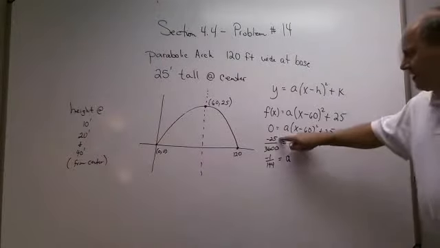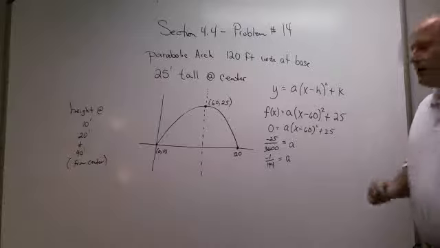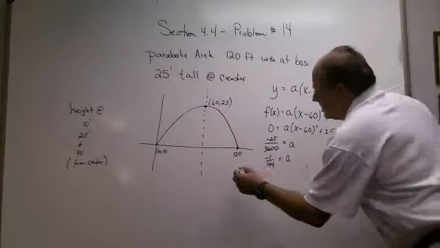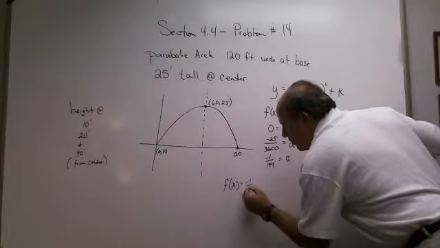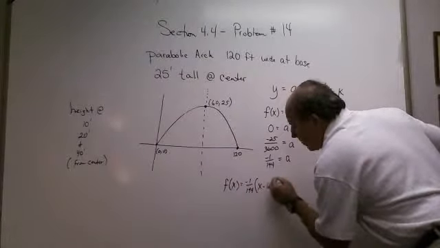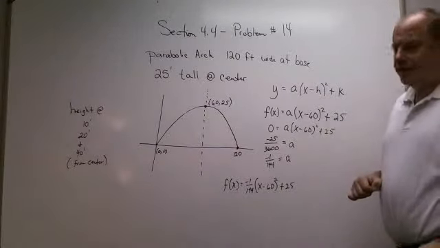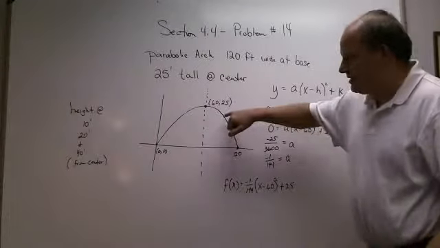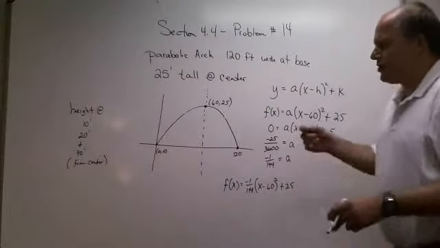You take 25 divided by 25, that's 1. 3600 divided by 25 is 144. So the function is f of x equals negative 1 over 144 times (x minus 60) squared plus 25. That's your working function right there. That would be the function that this problem is associated with. So now I can answer their questions.